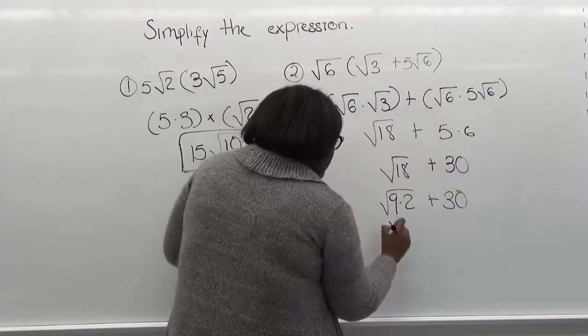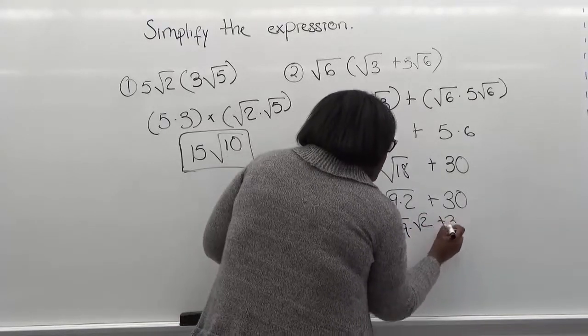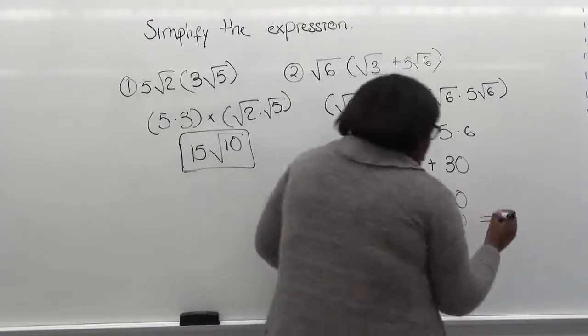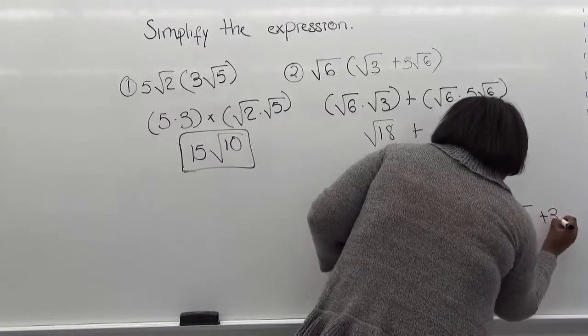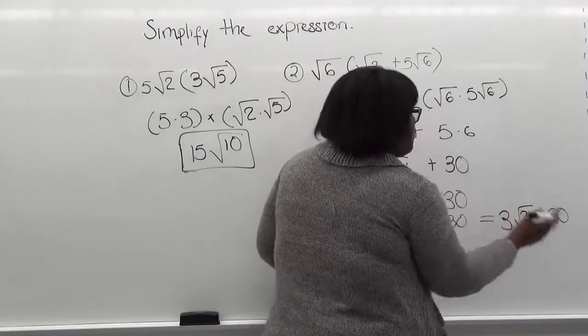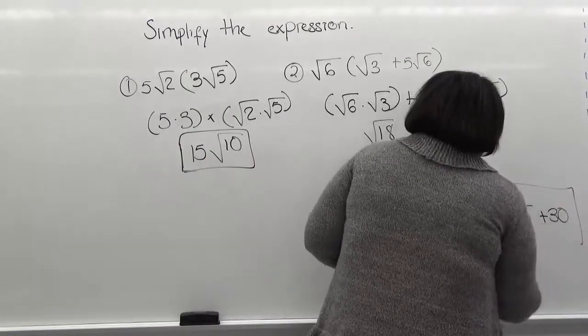Again, rewrite this. You're going to have the square root of 9 times the square root of 2 plus 30, which will leave us with the square root of 9, which should just be 3, times the square root of 2 plus 30. Again, 30 does not have a radical 2 in front of it, so we leave it as it is. This would be your final answer.